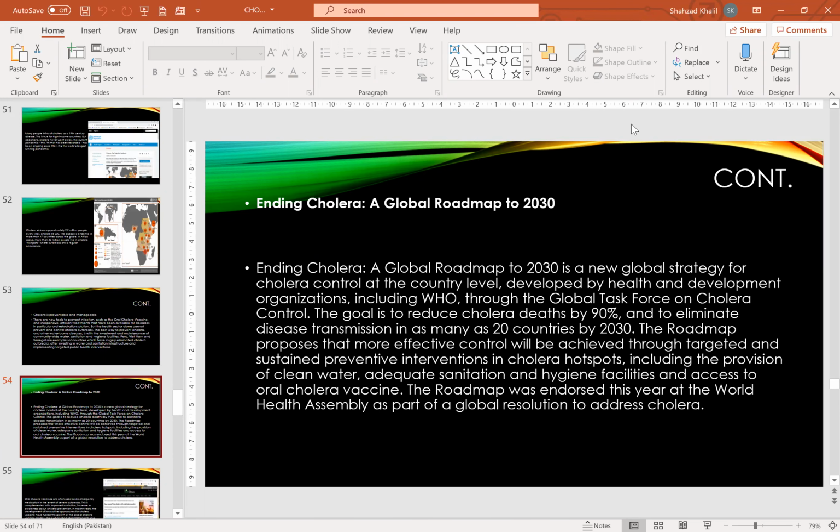Ending Cholera: A Global Roadmap to 2030. The roadmap is a new global strategy for cholera control at the country level, developed by health and development organizations, including WHO, through the Global Task Force on Cholera Control. The goal is to reduce cholera deaths by 90% and to eliminate disease transmission in as many as 20 countries by 2030. The roadmap proposes that more effective control will be achieved through targeted and sustained preventive interventions in cholera hotspots, including the provision of clean water, adequate sanitation and hygiene facilities, and access to oral cholera vaccine. The roadmap was endorsed this year at the World Health Assembly as a part of the global solution to address cholera.